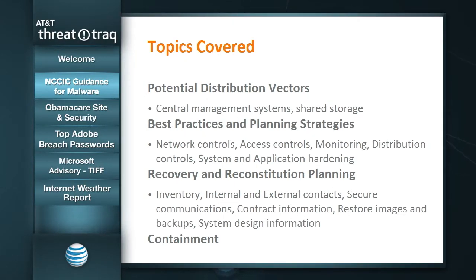The next topic area is recovery and reconstitution planning. This would be, if one of these malware events were to occur, how would you respond to those events, and then being prepared for that response. They use the term comprehensive. Comprehensive is a very difficult thing to do, but certainly you want to have an inventory of your network components, systems connected to the network, that sort of thing.